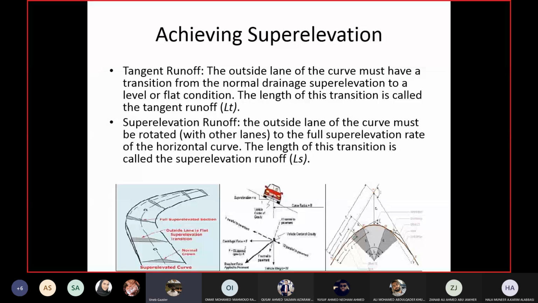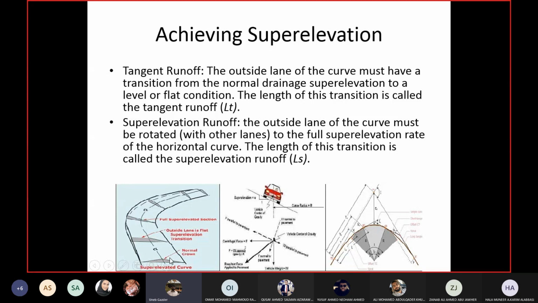Okay, now how do we achieve super elevation? So we have the normal slope of the road, which they are calling drainage super elevation. In other books, they call it normal crown. I prefer this because this will save you from any confusion. Normal crown. Okay, so this is the normal crown of the road. You can see it here. This is the normal crown of the road. So it's like a two-way triangle or two triangles, right? So they are calling it drainage super elevation.